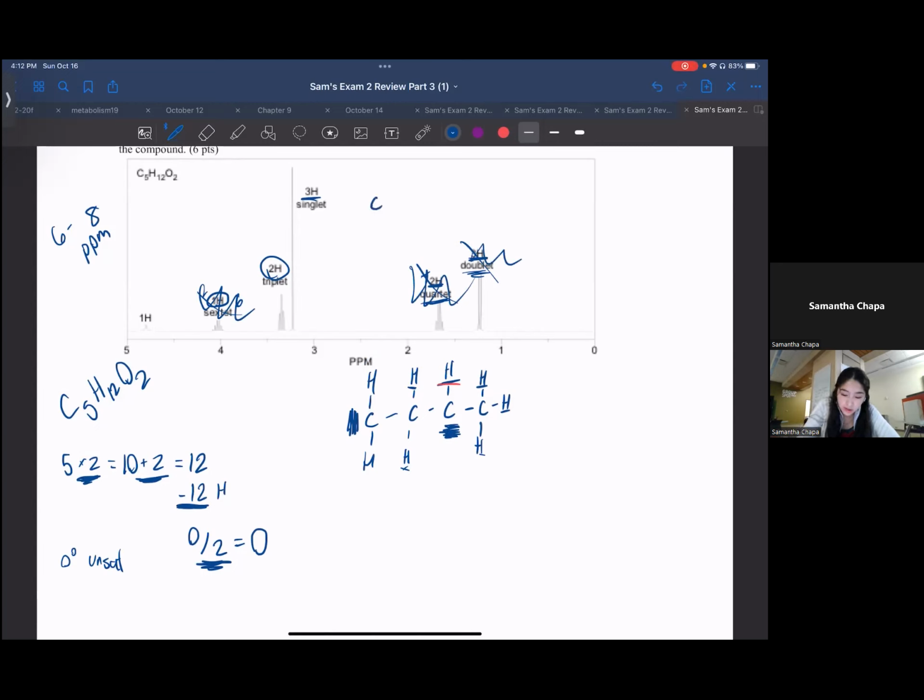So I have another terminal carbon, which has 3 hydrogens on it. And it's a singlet, meaning it has no neighbors. So that's another piece of the puzzle. The last thing that I see is this right here. So it's a singlet. It's very far downfield, and it's only one hydrogen.